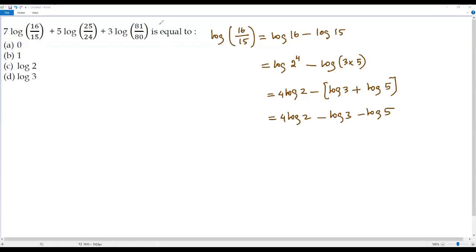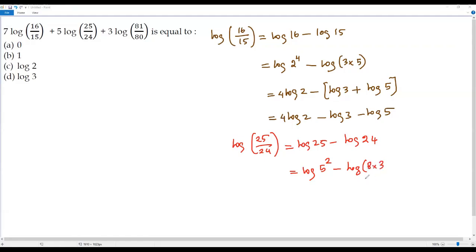In this way, I have to find the equivalent expression for the second logarithm, that is log 25 over 24. Let me do it. Log 25 over 24 can be written as log 25 negative log 24 using the quotient rule of logarithm. We have to write this 25 into its prime factors, so we can write 5 squared. Negative log 24 can be written as 8 times 3. But this 8 is not a prime number. This 8 can be written as 2 cubed, because the prime factorization of 8 is 2 times 2 times 2. So it can be written as 2 cubed times 3.